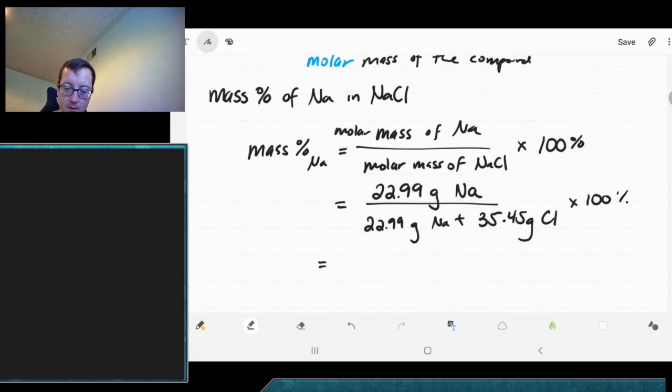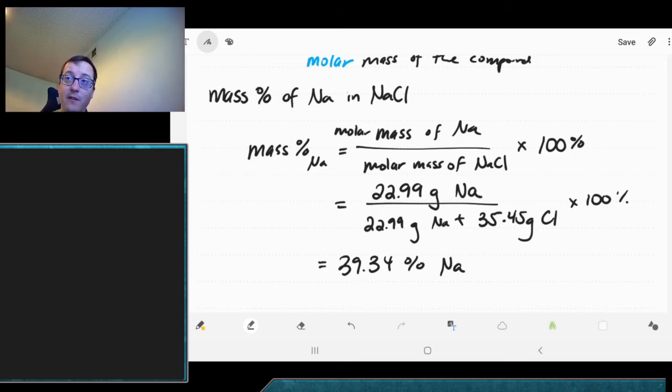Here we go. 22.99 divided by parenthesis 22.99 plus 35.45, close parenthesis. And I get 39.34%. I'm going to just use two decimal points just like before. Again, these aren't measurements, so we don't really have sig figs with them. So I'm just going to go ahead and give 2 decimal points. So we can say this compound is about 39% sodium by mass.